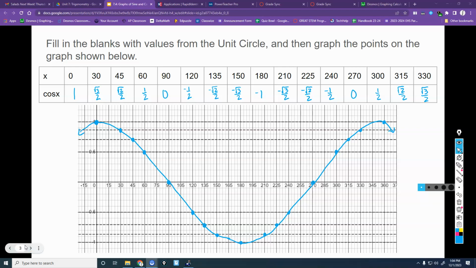Pretty close. There's a lot of extra dots on yours.